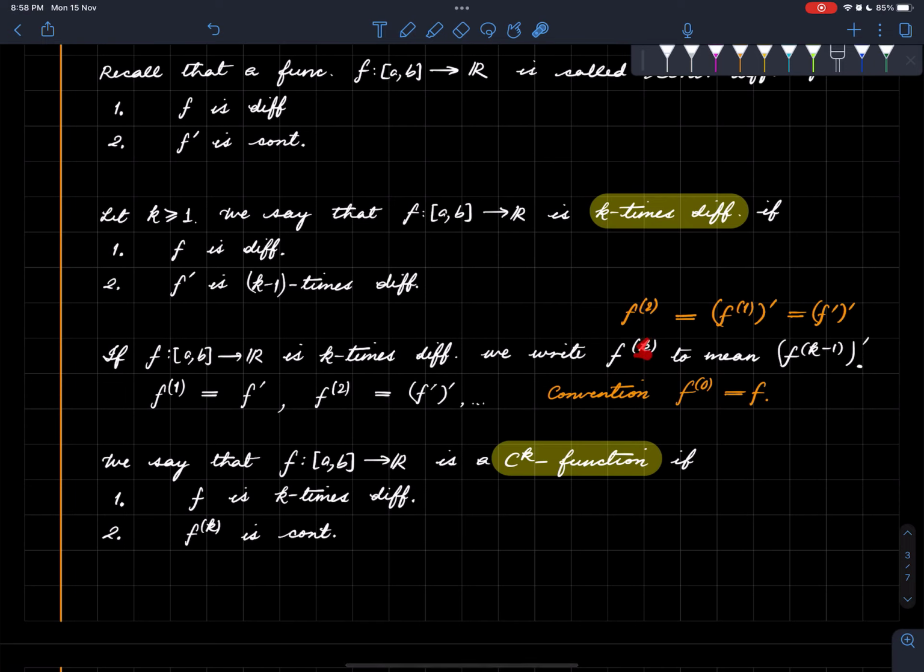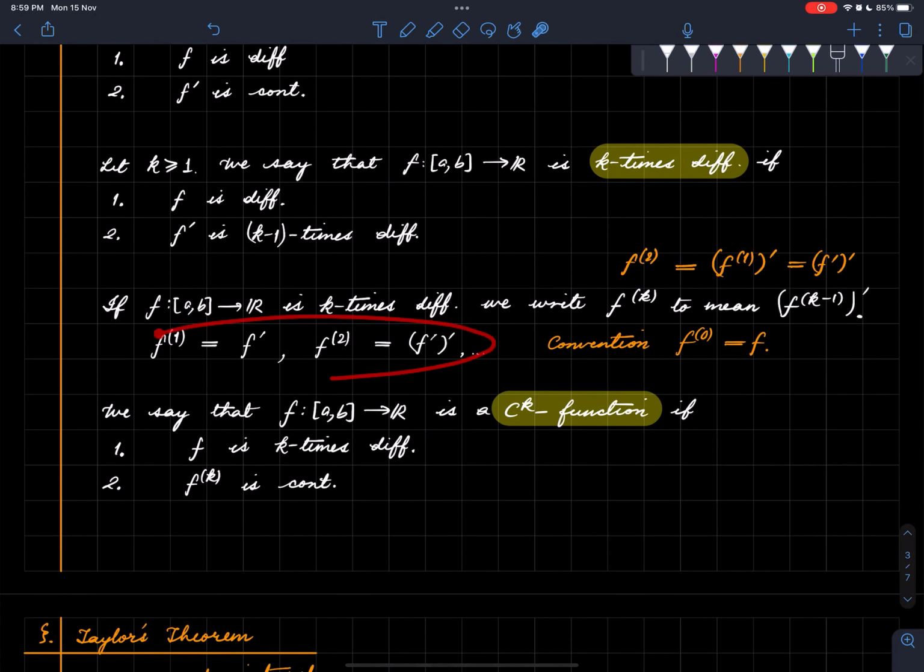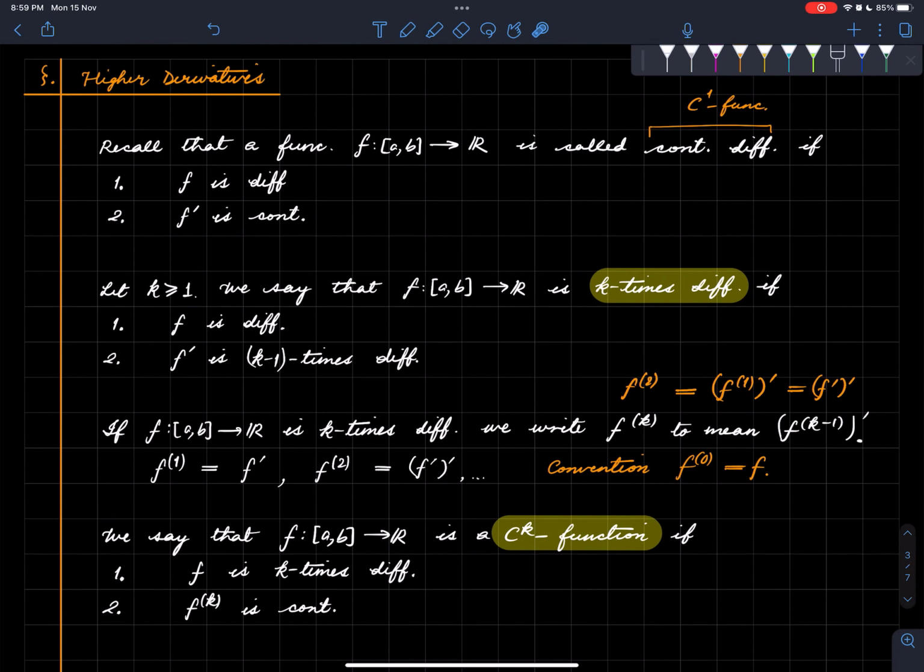So if k were equal to 1, then here you would see just f with the bracket 1 written above f, which would mean the derivative of f, which is what we used here. So this is an inductive definition, and you can figure out what all of these mean. Basically, this is the kth derivative of f. This is the same thing that I've expressed in a different way. Lastly, we need this definition: we call a function a C^k function if it is k times differentiable and the kth derivative is continuous. So a continuously differentiable function is precisely a C^1 function, as I had written here.